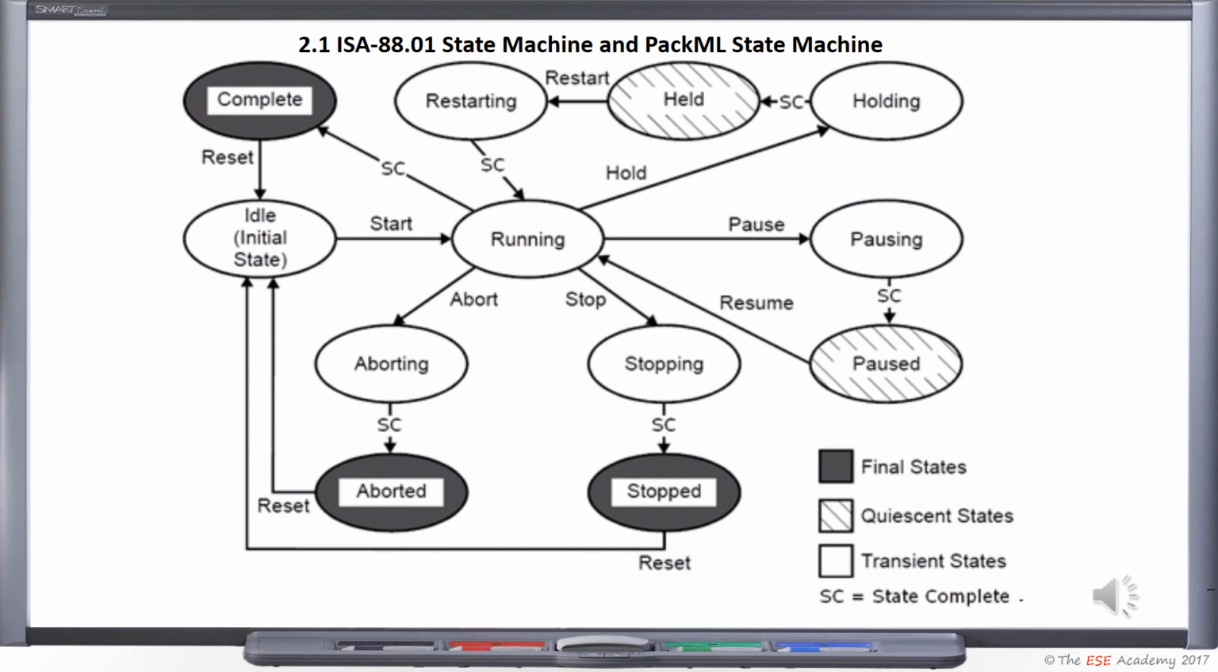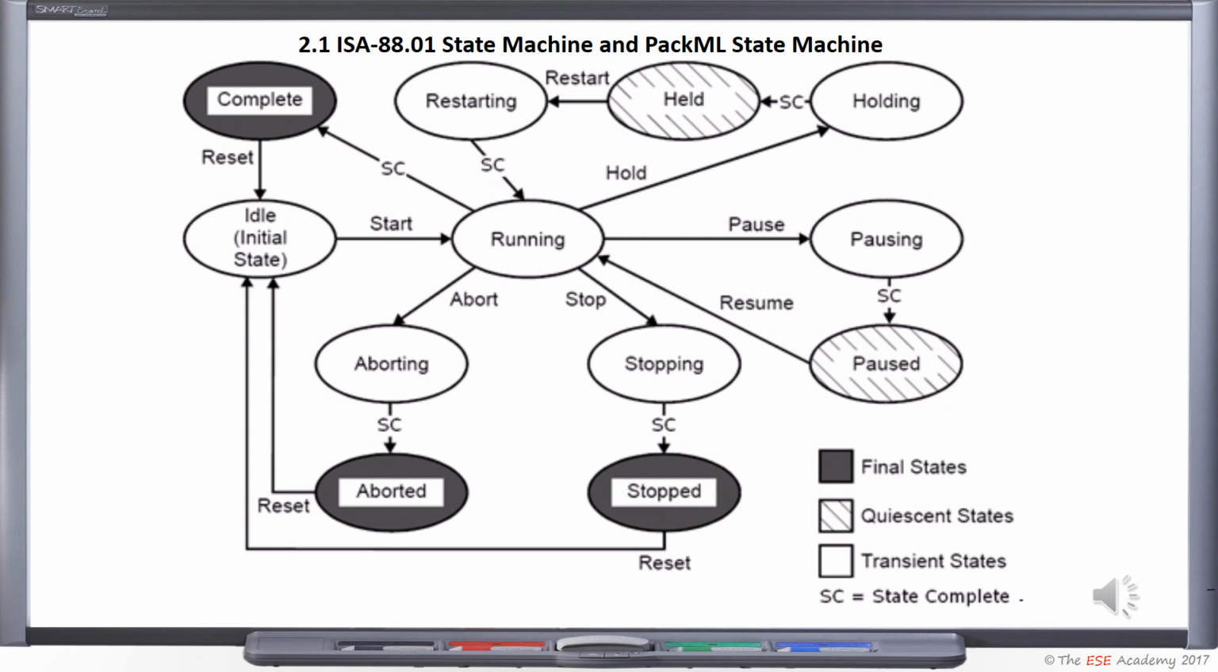ISA 88.01 state machine and PackML state machine. The core of the current ISA 88.01 state machine is the machine state diagram. The machine state performs conditional logic, which will in turn lead either to further execution within the current machine state or cause a transition to another state. The machine state is the result of previous activities that had taken place in the machine.